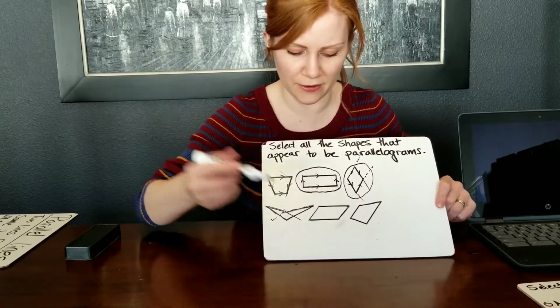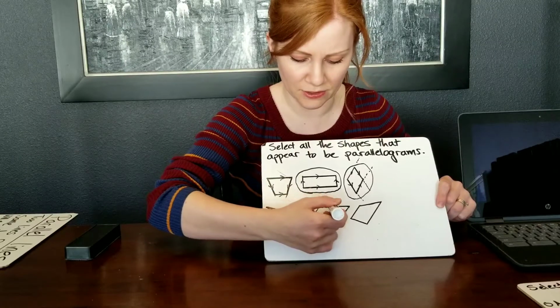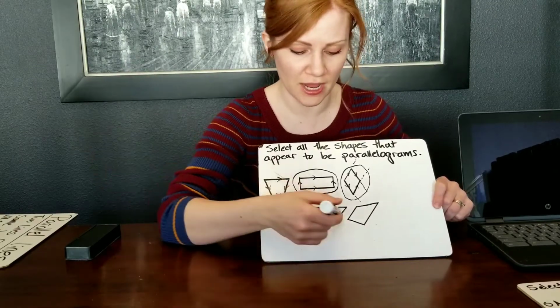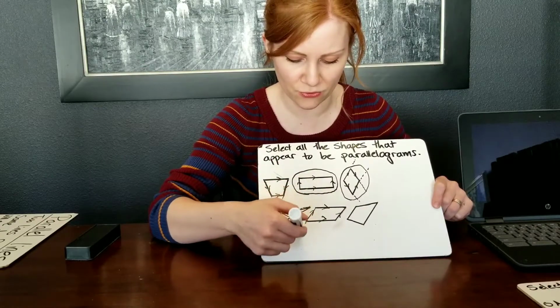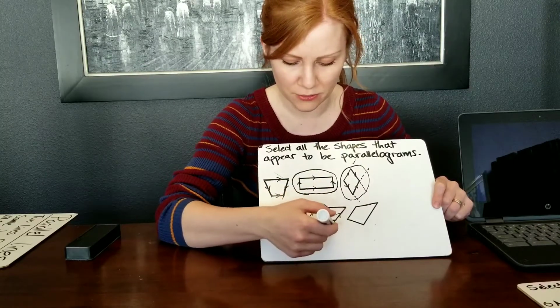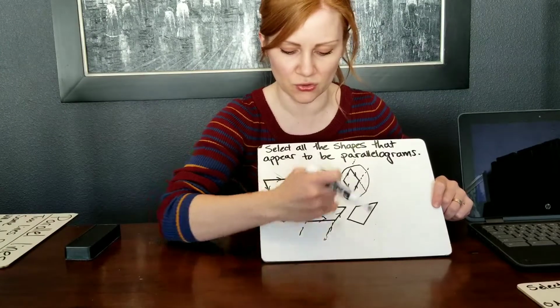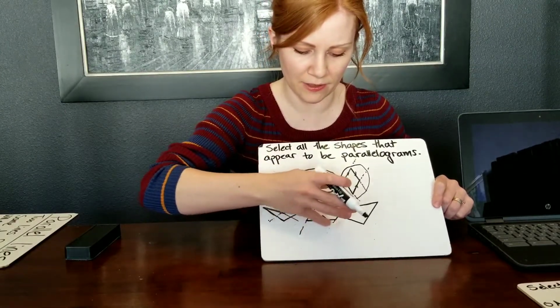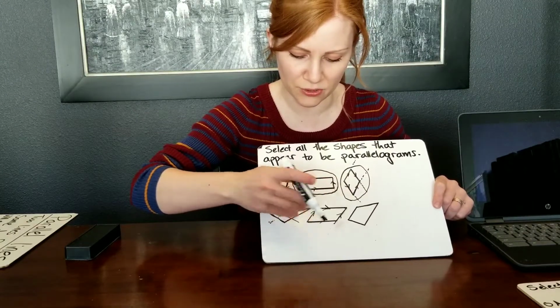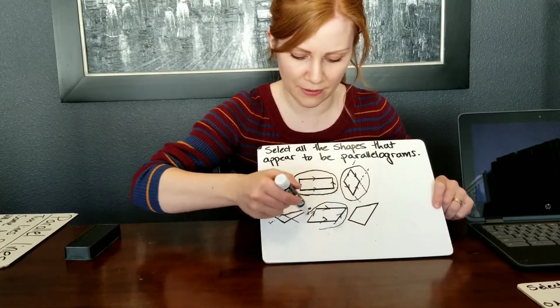Looking at this one right here, I have the bottom and the top lines going the same direction, and I have the side lines which are going the same direction. Again, it doesn't matter if I draw these lines further out. They're not going to ever cross. If I draw those lines straight out, they'll never cross. So I could say this one is a parallelogram. Let me erase those so they don't confuse you. So that one is a parallelogram.